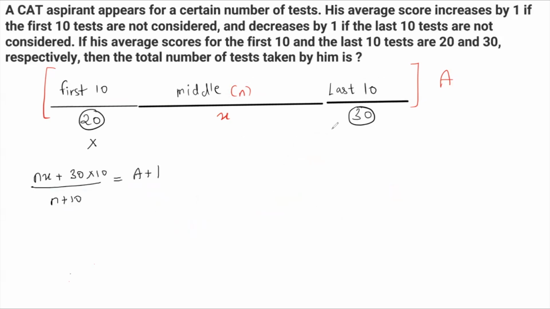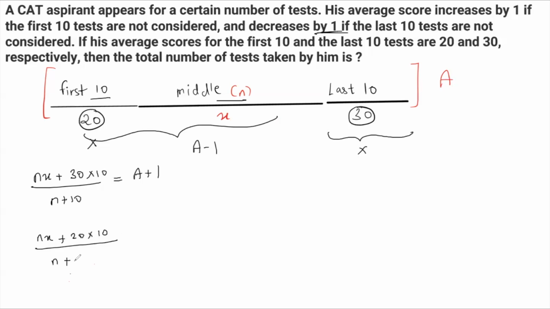Similarly, when the last 10 tests are not considered, the average score of the first 10 and the middle n combined decreases by 1. So it is 1 less than A, or the average score of these tests is A minus 1. Once again, using the concept of weighted average, we can write (n into x plus 20 into 10) divided by (n plus 10) will be equal to A minus 1.